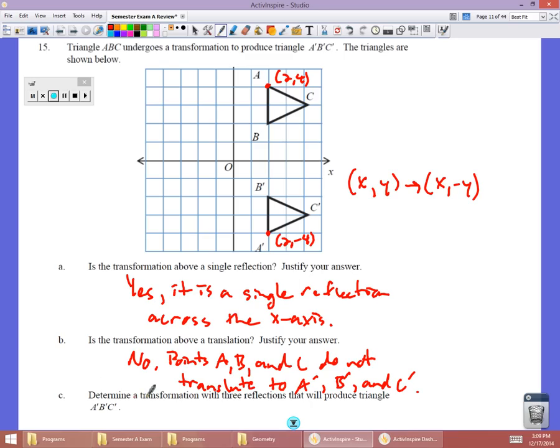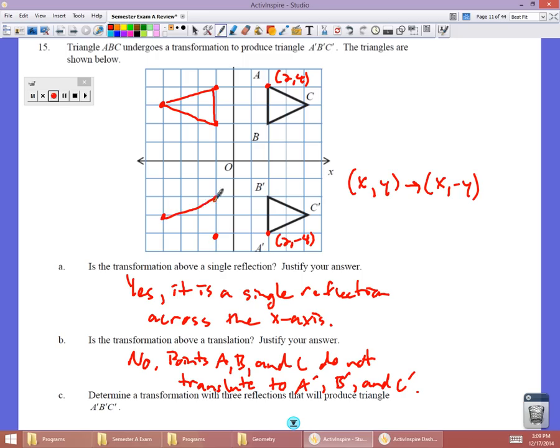For part C, it says determine a transformation with 3 reflections that will produce triangle A prime, B prime, C prime. Now I guess there's actually only one way we could do this. So first thing we're going to do is reflect it across the y-axis, and if we do that, it would translate over here, and we would have a shape that looked like this. This would be one reflection. And then if we reflected it across the x-axis, it would reflect to these points.